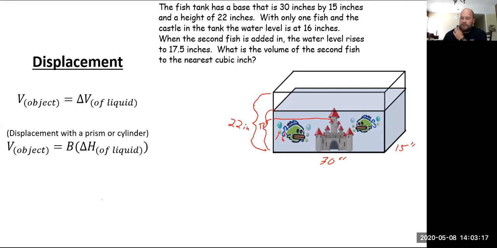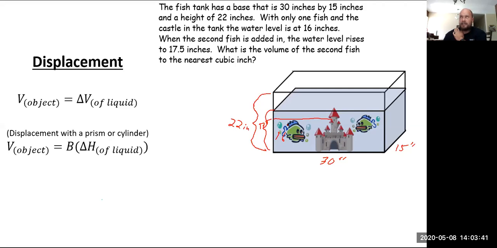Now, some of this information is not needed. Out of all the information, the one thing that's not needed at all is the height of the fish tank. I don't care about how much volume that fish tank can hold. It has nothing to do with the actual problem. What we need to look at is the change in the level of the liquid. So there's two ways to look at this.